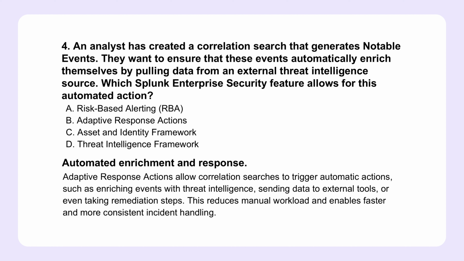An analyst sets up a correlation search that's like a smart search, looking for specific suspicious patterns, maybe generating one of those notable events we talked about. High priority alerts. Now they want these notable events to automatically get enriched, meaning they want the system to automatically pull in extra info, say, from an external threat intelligence feed. Which Splunk ES feature lets you automate that kind of action? Options: risk-based alerting, adaptive response actions, asset and identity framework, or threat intelligence framework. Okay, for this automated action, the answer is B, adaptive response actions.